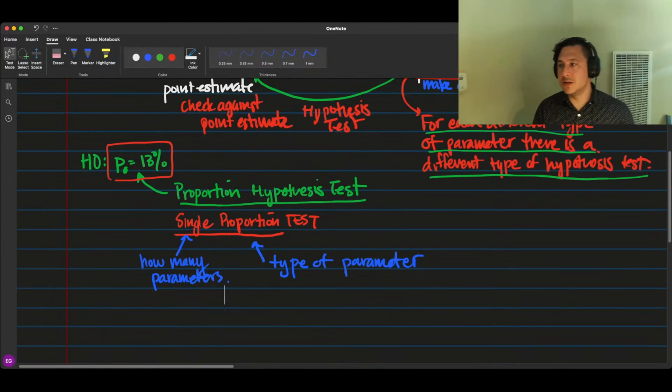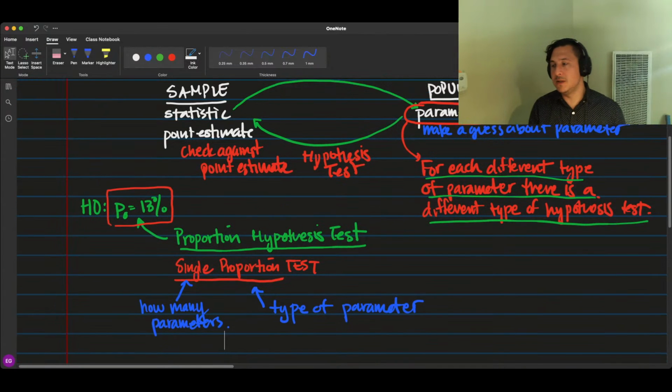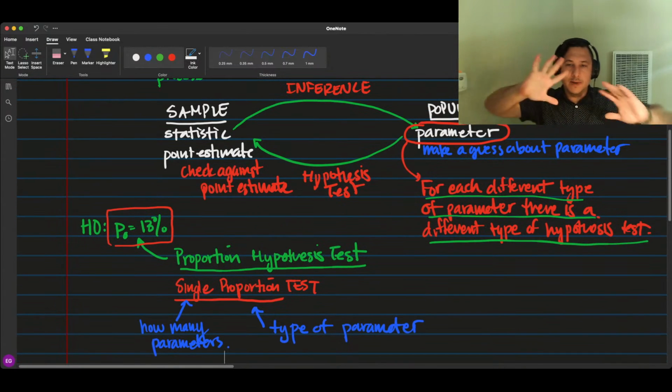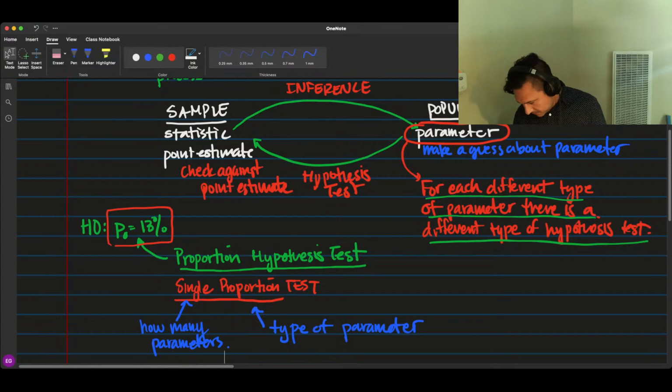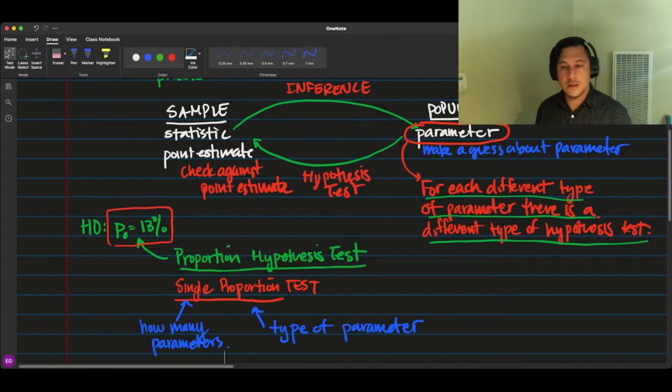Okay, so I'm going to pause for a moment because I think people possibly could be writing stuff down. So I will wait just in case. Give you a moment.